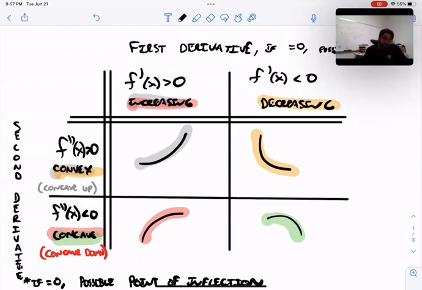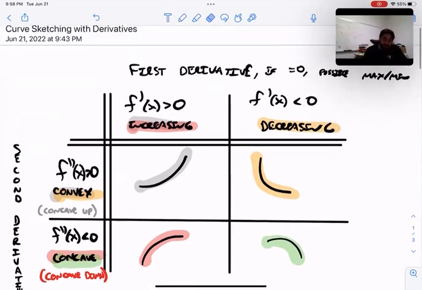You could have that the graph is decreasing and convex. That's possible, right? In which case they would look like that on that interval. You could have a graph be increasing and concave, right? You could have a graph be decreasing and concave, right? And once again, increasing, decreasing is determined by the sign of the first derivative. Concave or convex is determined by the sign on the second derivative.